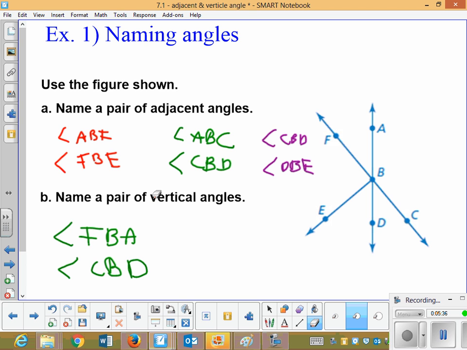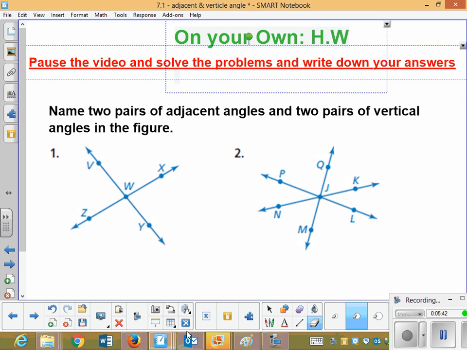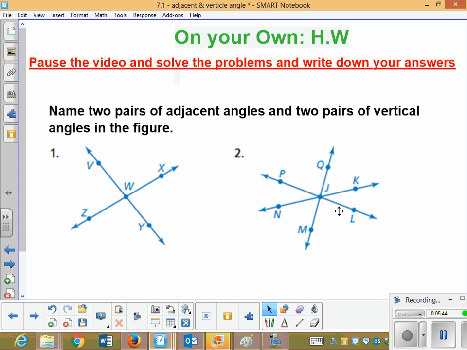So again, if you didn't understand what I showed you in this section, go ahead and pause the video and replay this part again. Now go ahead and try this on your own. I would like for you to look at the two angles here and see if you can come up with the following. Can you find adjacent angles in number 1 and vertical angles in number 1, as well as adjacent angles in number 2 and vertical angles in number 2? So you need to find adjacent and vertical for each picture, okay?